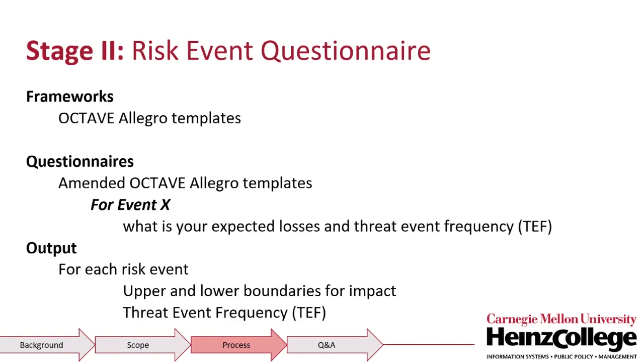For the risk event questionnaire, we use a modified version of OCTAVE Allegro templates to ask the organization for their estimates for the threat event frequency and the impact boundaries for the predefined risk events. Threat event frequency is the probable frequency within a year that a threat agent will act against the organization and cause a loss. Questions will be in the form of what are the upper and lower boundaries for the impact estimated for a ransomware attack, for example, and what is the frequency of a ransomware occurrence in your organization over the past year.